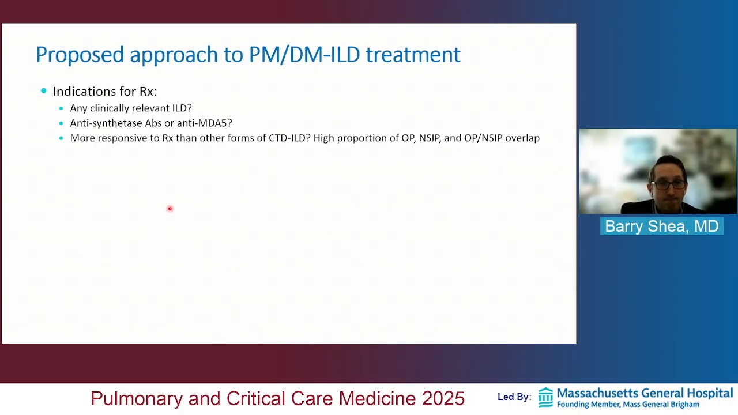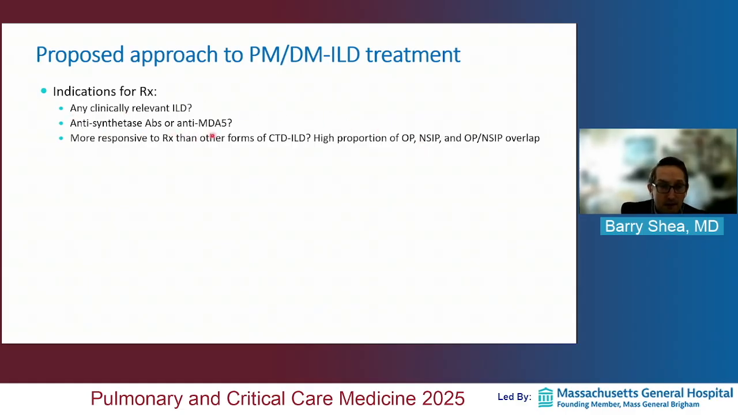Again, much like the other connective tissue diseases, we really don't know exactly who should be treated and who doesn't need to be treated. Some have argued that really anyone with clinically relevant interstitial lung disease with myositis should be treated, because perhaps this is an ILD that's more responsive to treatment than other types of CTD ILD. And we think that may relate to the fact that a lot of these patients have organizing pneumonia and NSIP overlap.